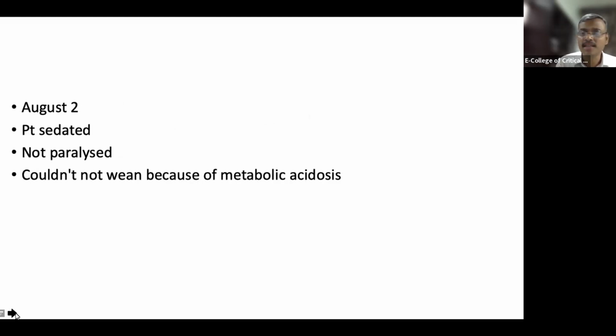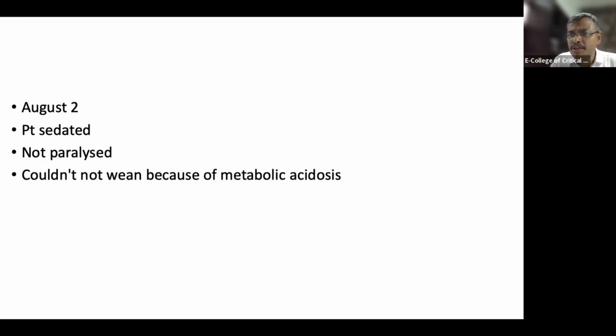So coming to this case, August 2, second day, luckily they have not extubated this patient. I don't want you to wean this patient during metabolic acidosis. Make sure that you correct the acidosis part. Sedated, not paralyzed, could not wean because of the metabolic acidosis. Why? What happens if you wean?